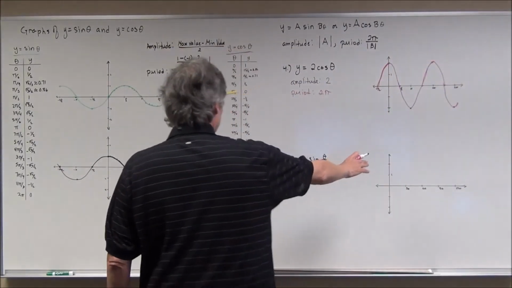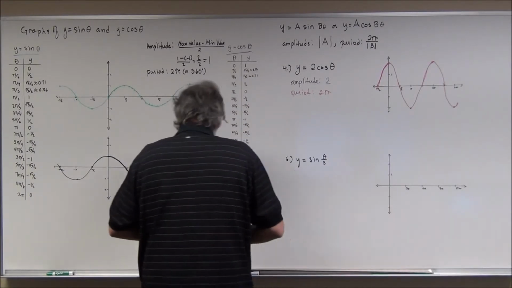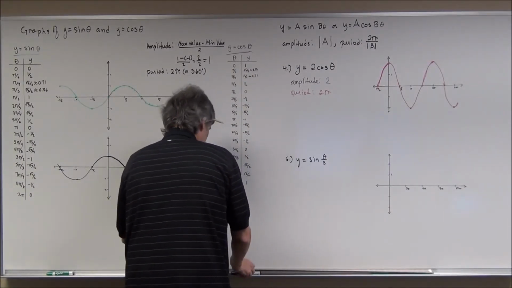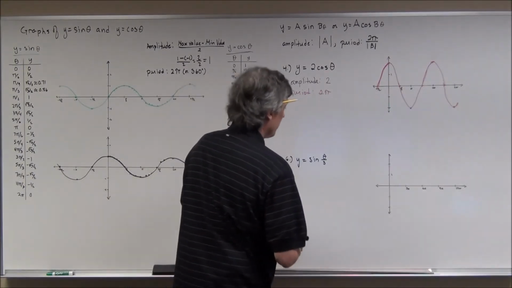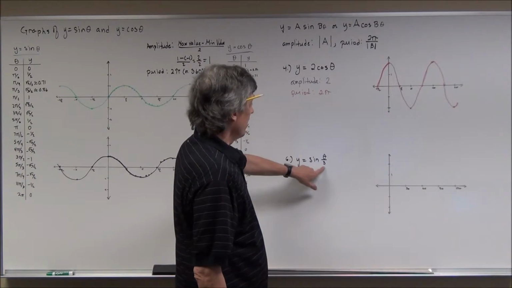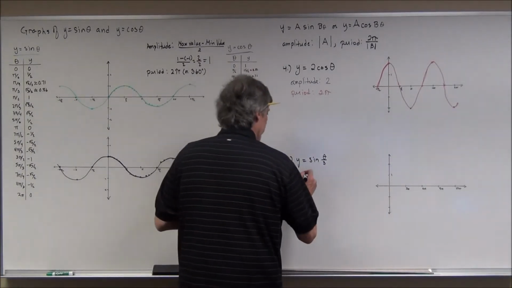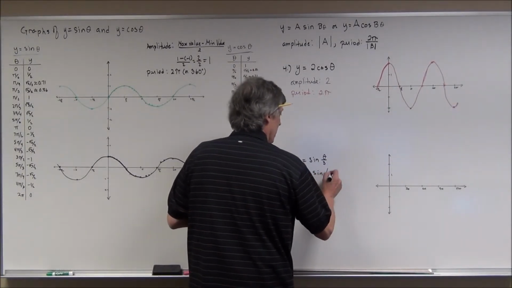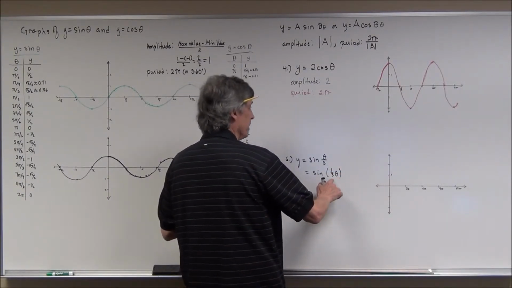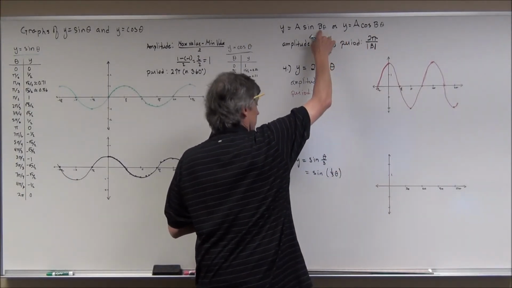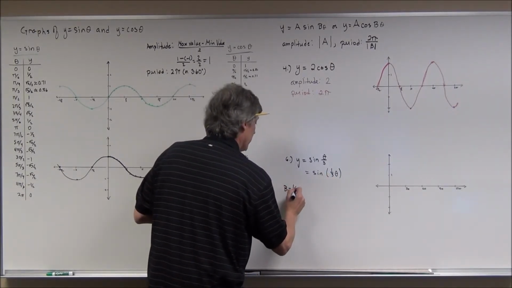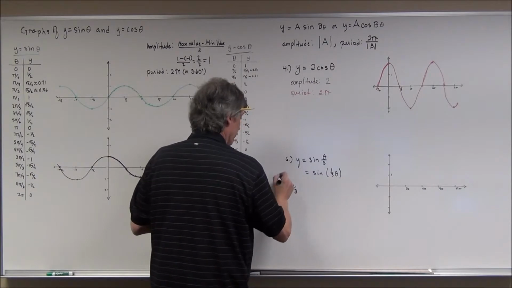All right, now here's one in which they are asking you to graph y equals the sine of theta over 3. Now theta over 3 is the same as the sine of 1/3 theta. So you can see here B is 1/3. So B is 1/3, A is 1.